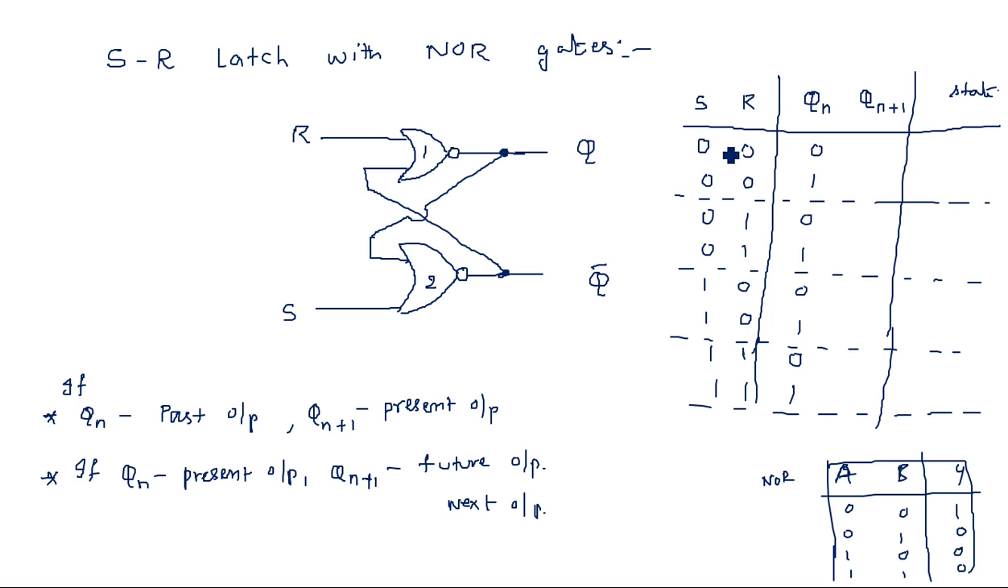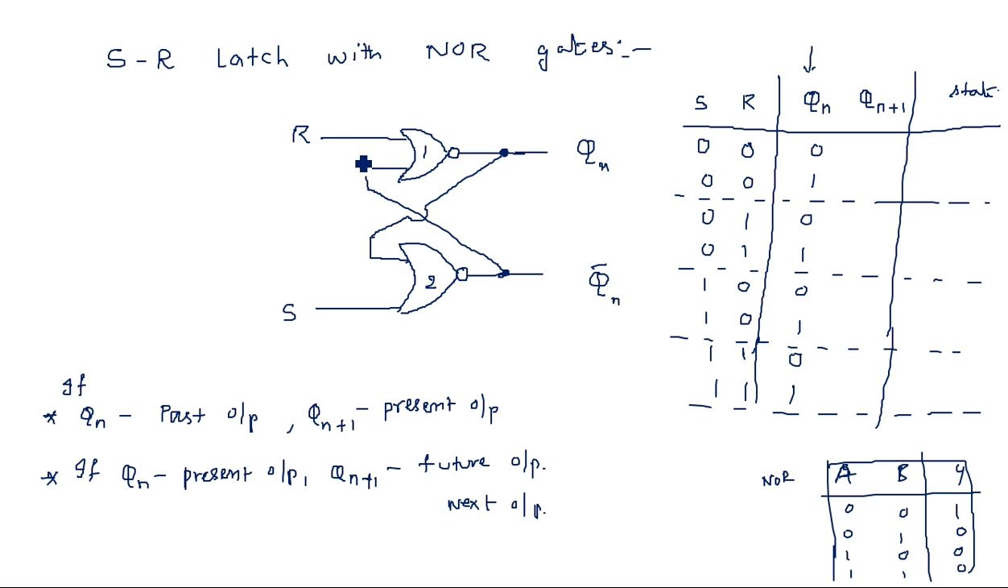Like that. So now consider R is equal to 0. What is the input of the first gate? R and another one is Q bar. Here you have taken Q, so what about Q bar? It is the opposite of this one: 1 means here it is 0, and 0 means here it is 1. So for the first case, R is equal to 0 and Qn is equal to 0, which means here it is 1.